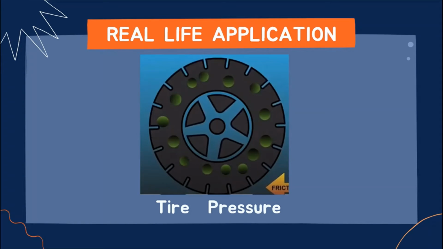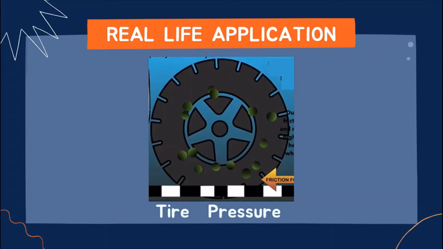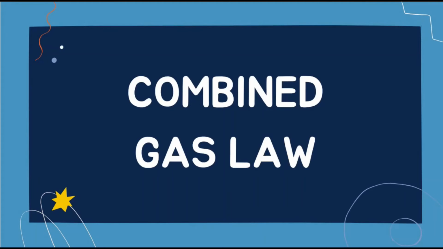Another real-life application is the tire pressure. Due to high speed, the friction between the tire and the road surface is also high. Thus, a high amount of heat is being generated, which is increasing its temperature. When the temperature increases, the molecules inside the tire will gain higher kinetic energy and will collide more frequently within the tire.